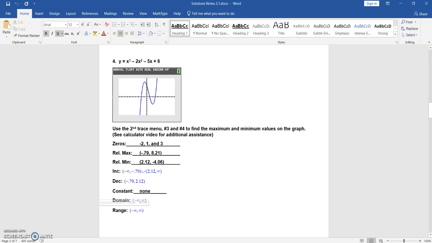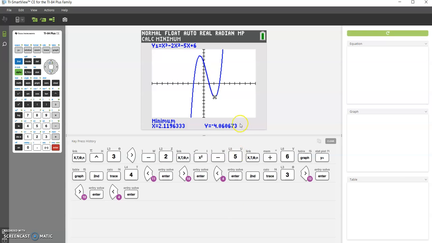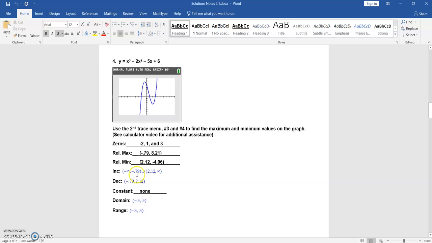So if I come back to my notes, you'll see I have the 2.12, and I guess I just didn't see that. Yeah, it's a negative 4.06. I didn't say it. It's 2.12 comma negative 4.06.